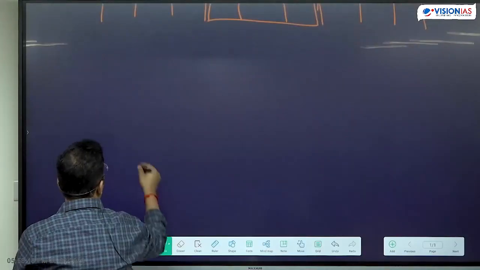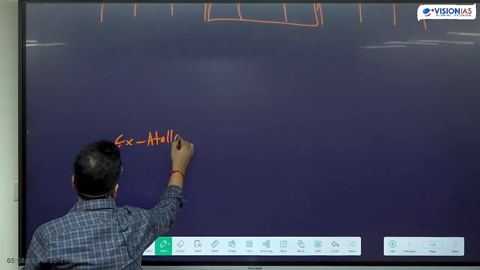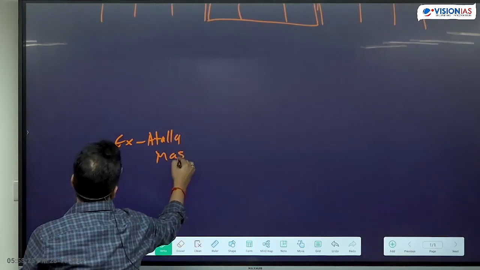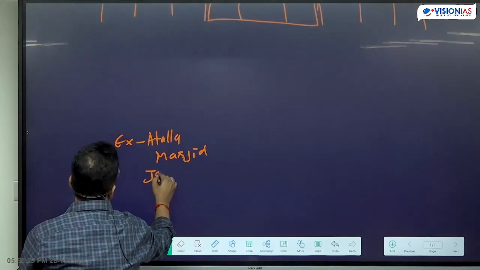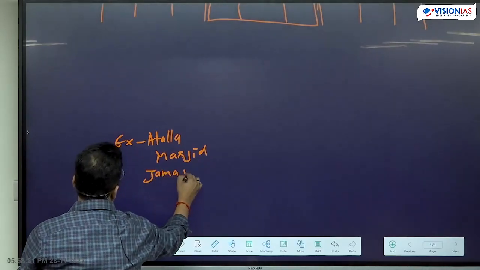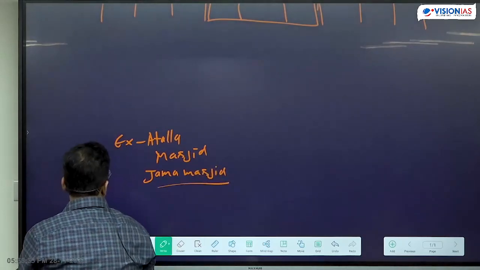Example, you write, Atala Masjid of Jaunpur, as well as Jama Masjid of Jaunpur. So Atala Masjid and Jama Masjid.